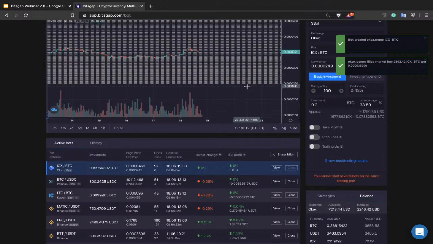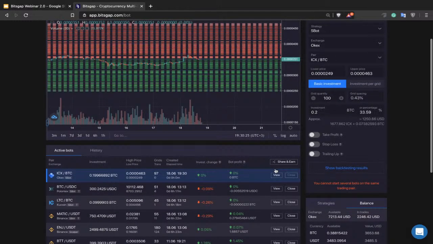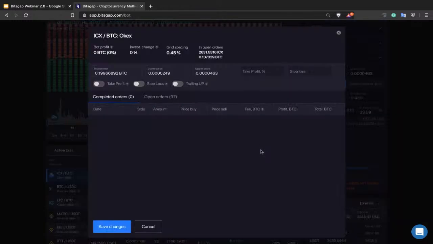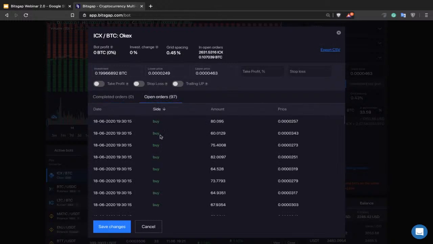So here we go. Let's click on the view button now and see how many open orders we have. So we have 97 open orders. That's exactly the amount of grid levels that we set. And here we have the buy side and we have the sell side.